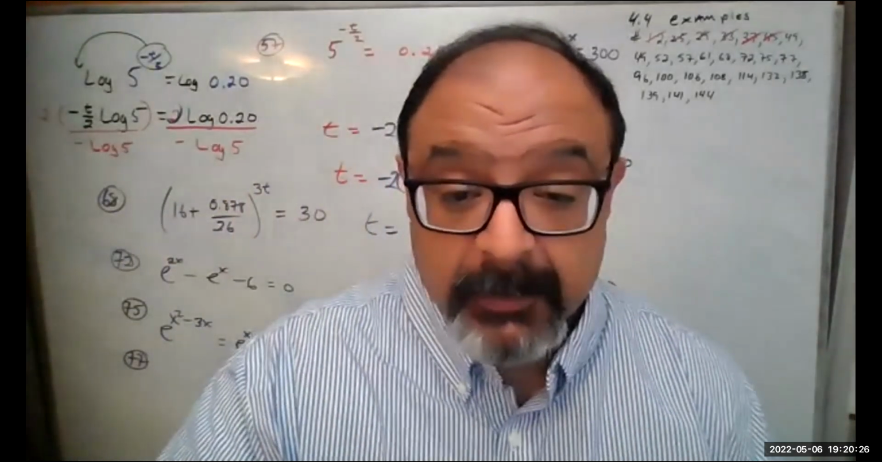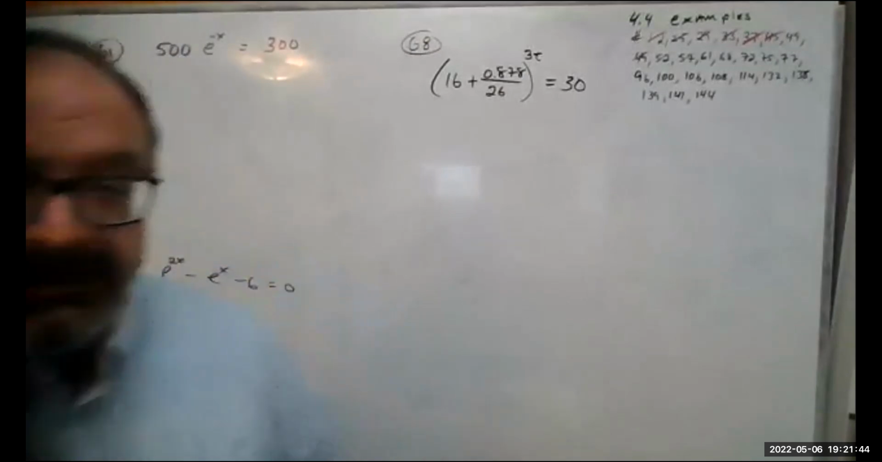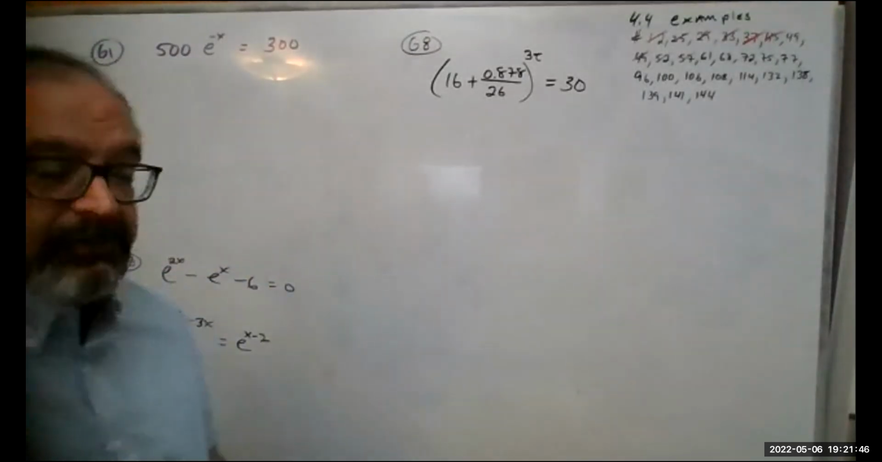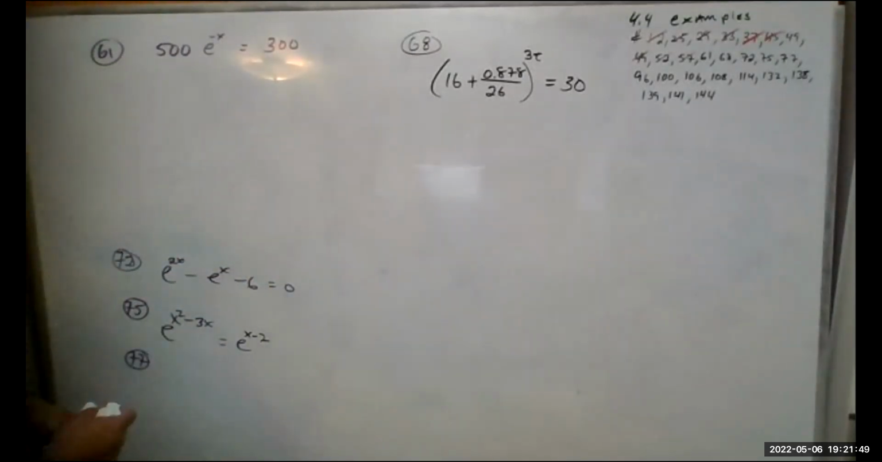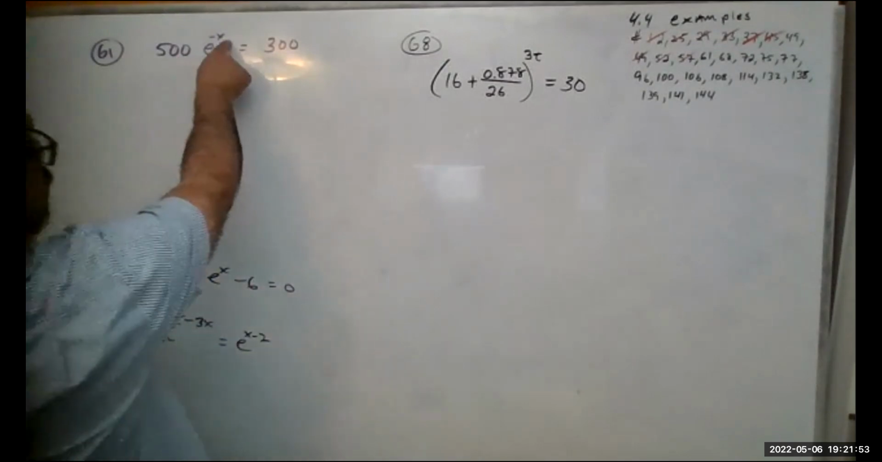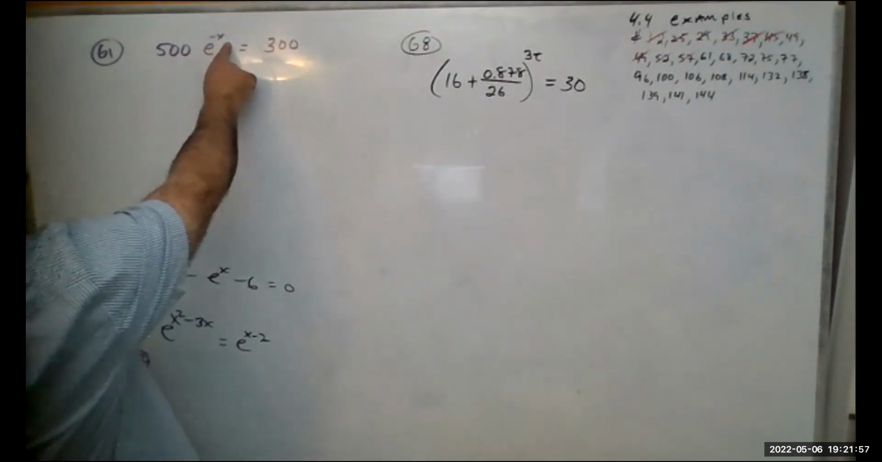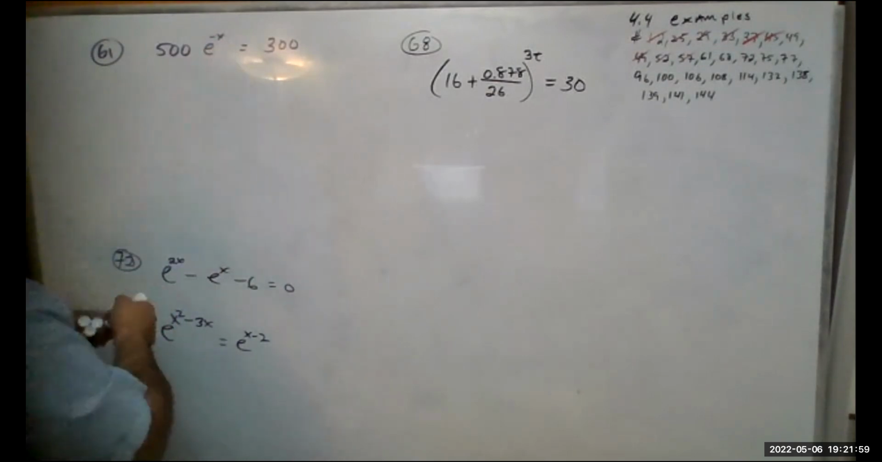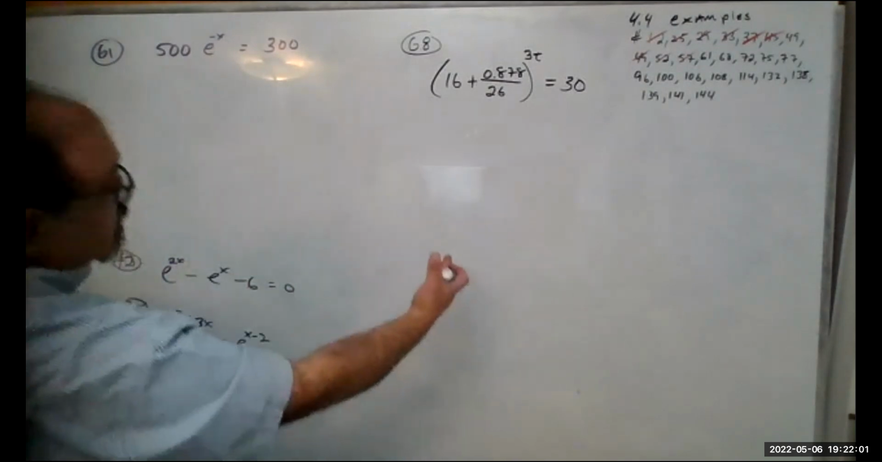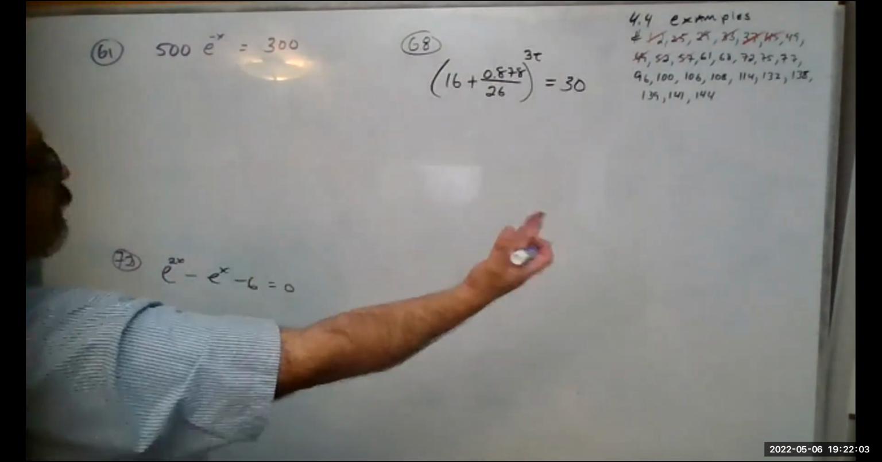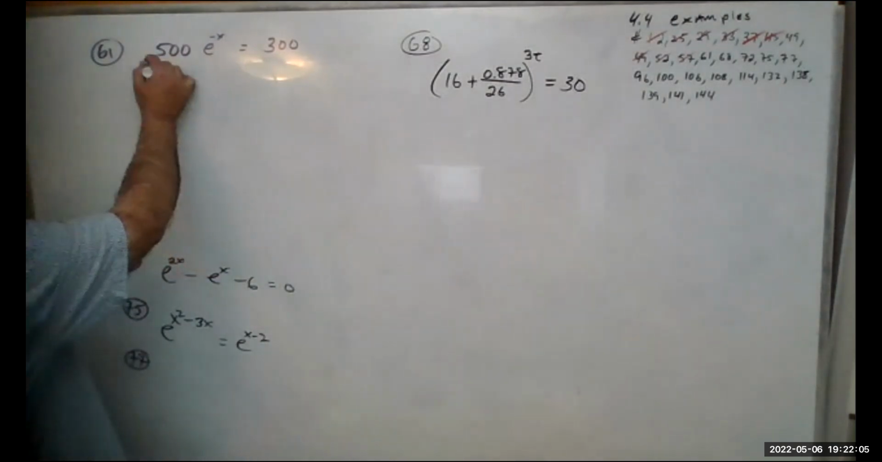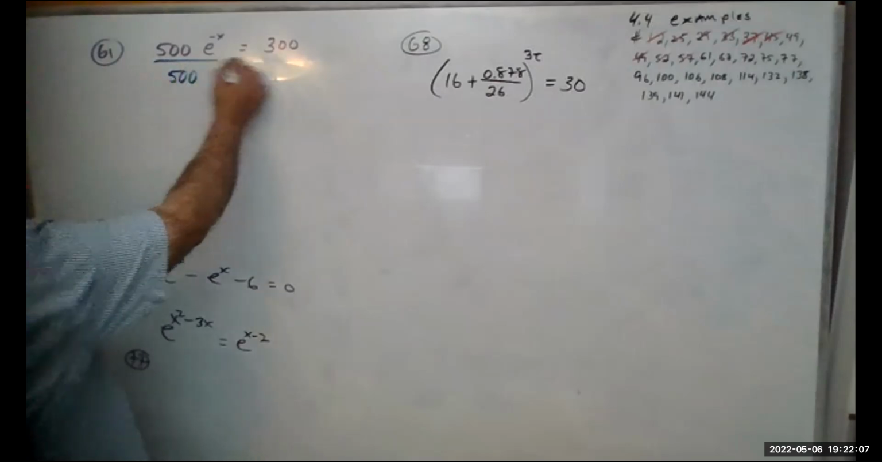All right, let me get the other ones up here. Okay, 61 is next. 61 over here is next. So you have 500 times e to the -x. So if you were solving 500 times x, you would divide both sides by 500 first. So the same thing here. Divide both sides by 500.